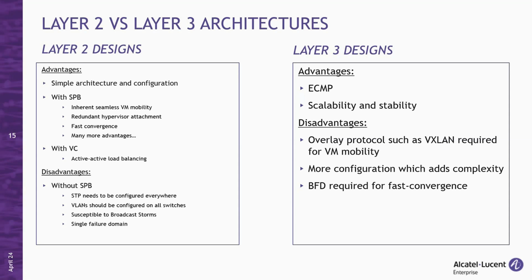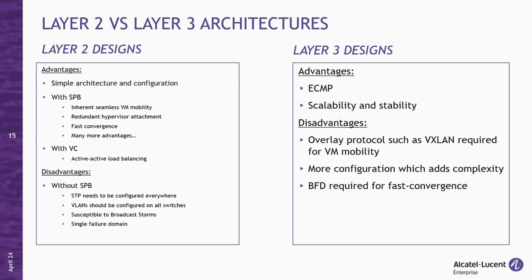In case you're using a virtual chassis-based layer 2 architecture, it provides the advantage of active load balancing. Of course, if you're not using SPB in your layer 2 design, then you have to configure spanning tree protocol everywhere, and you have to configure the root bridges as the spines, and you have to enable root guard towards the leaves, and the VLANs need to be configured everywhere across all the switches. And it's susceptible to broadcast storms, and everything is a single fault domain.